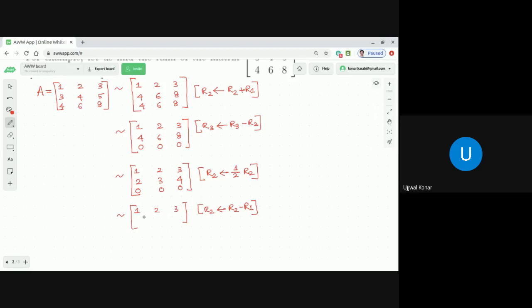That means 2, 3, 4 become 2 minus 1, that is 1; 3 minus 2 becomes 1; 4 minus 3 becomes 1. And then 0, 0, 0.